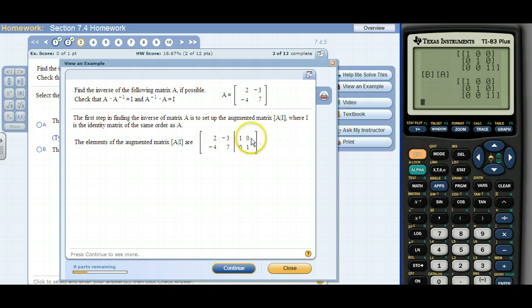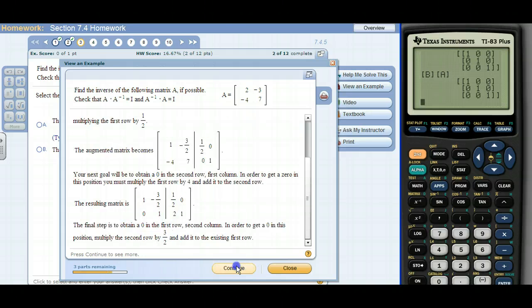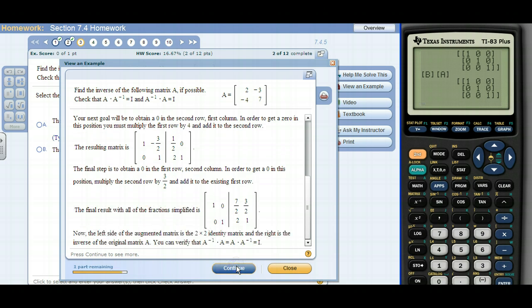They have you augment with the identity matrix and then use row operations that were discussed at the beginning of chapter 7 to get the identity matrix over here, and then what's left over here ends up being your inverse. So they're going through and showing the process. There is your inverse matrix.